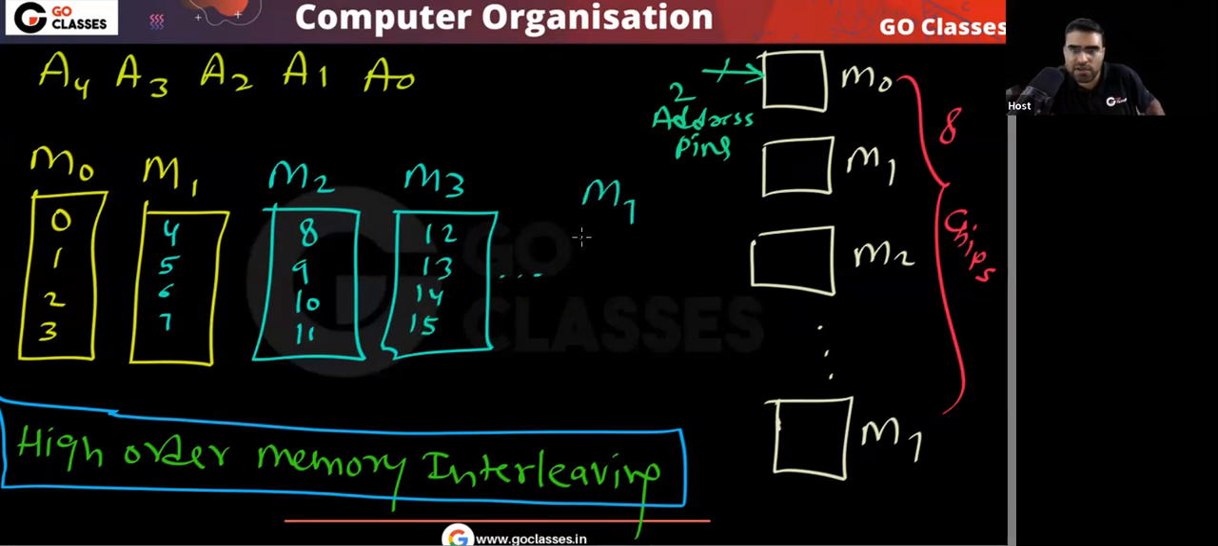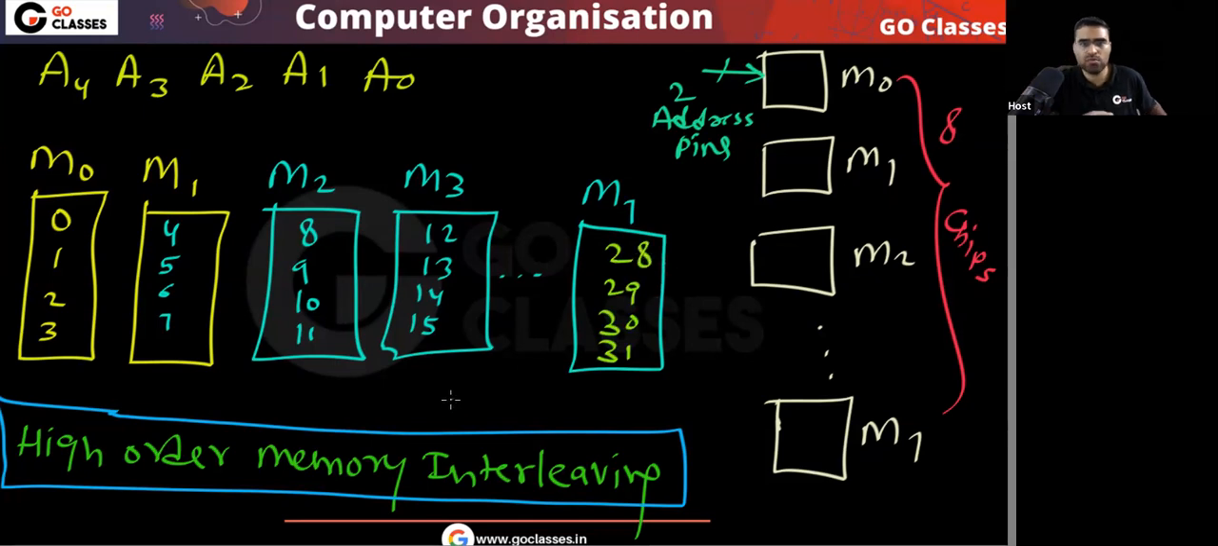Tell me about AM7. Which addresses will be there in AM7? I think 28, 29, 30, 31. Yes or no? These addresses will be there in AM7. I hope you understood this complete thing.